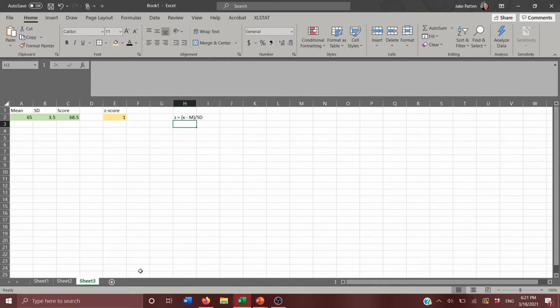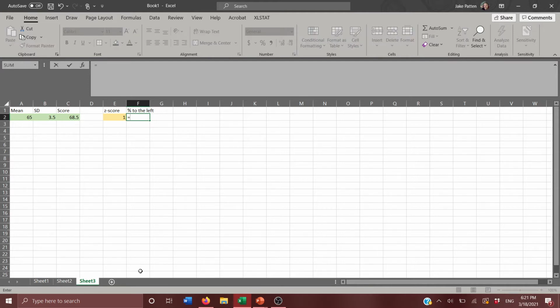Okay, we have one other thing that we can do with this calculator as well. We can look at percentage to the left. And all we're going to need to do with this is equals, and then we're going to type in one of those interesting Excel commands. This one is norm.s.inv.